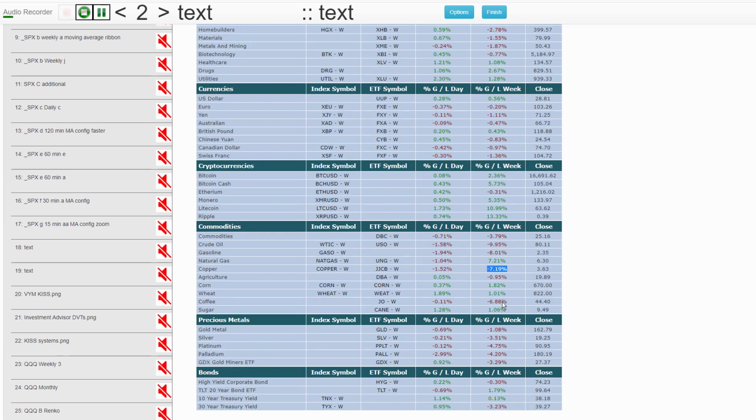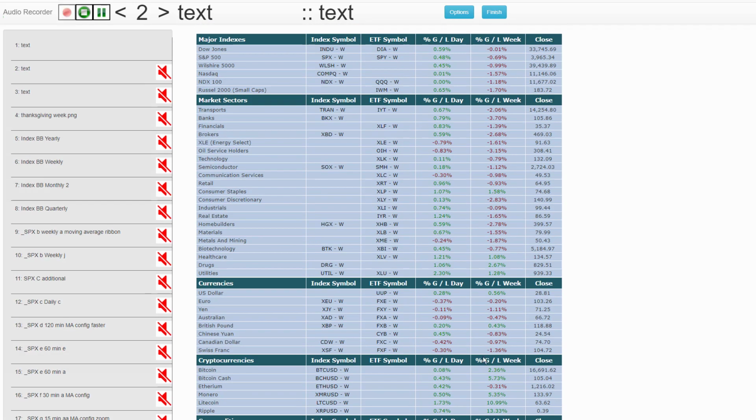And coffee continues to get absolutely pummeled. Look at this. Down almost 7%. Talk to your Starbucks, see if they'll give you a discount. Precious metals all to the downside, including the stocks, as you can see. And as far as bonds, TLT 20-year bonds up, and of course the 10-year was up and 30-year was down.